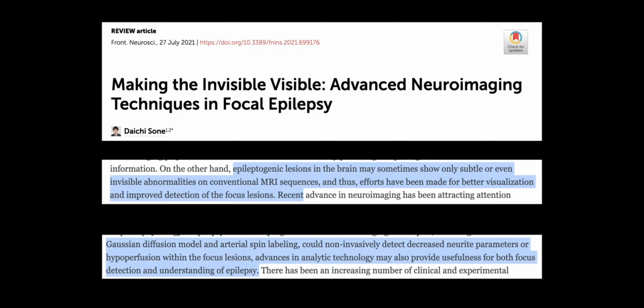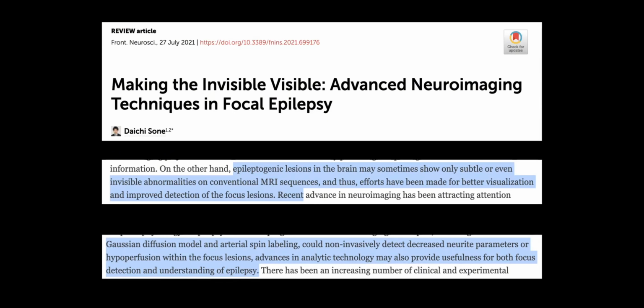And so this was a review article published in Frontiers in Neuroscience. It's important to read some of the text here because it is helpful to understand. The title is Making the Invisible Visible: Advanced Neuroimaging Techniques in Focal Epilepsy. So again, the idea behind making the invisible visible, what does that mean? That means we're using advanced imaging to measure something about the brain, such as atrophy, blood flow, white matter, connectivity, or structure that we can't readily see with the naked eye with gross visual inspection. That's the idea behind making the invisible visible.